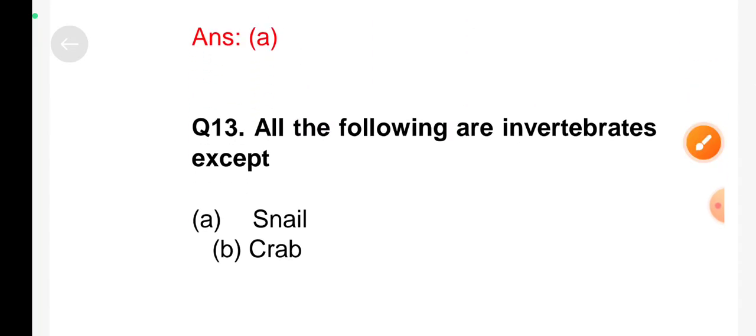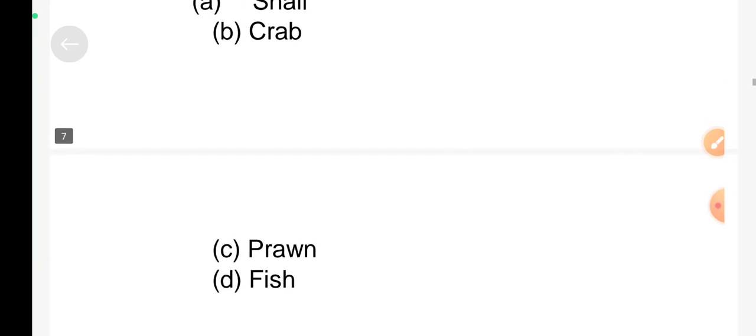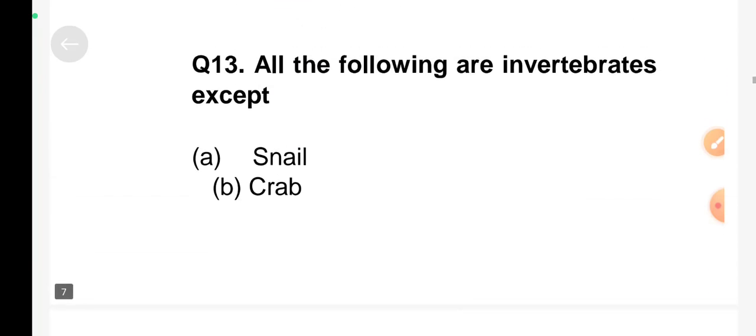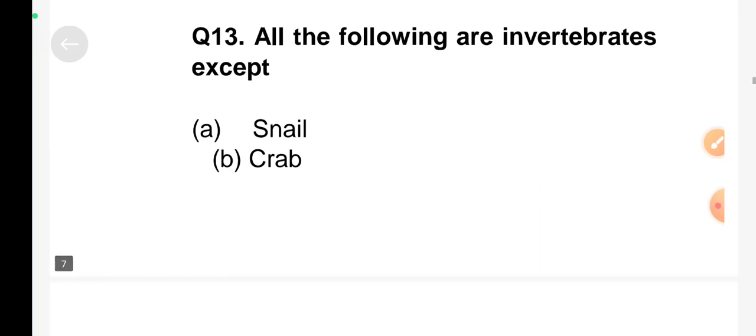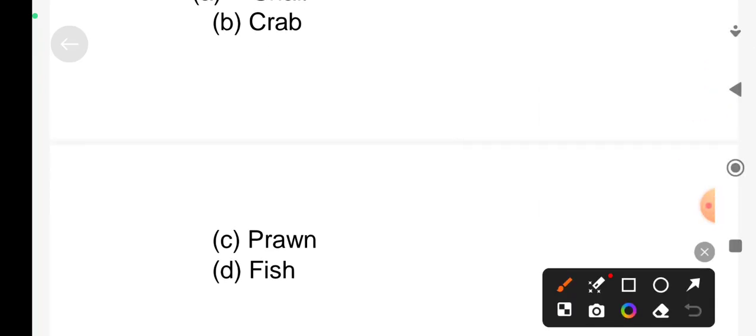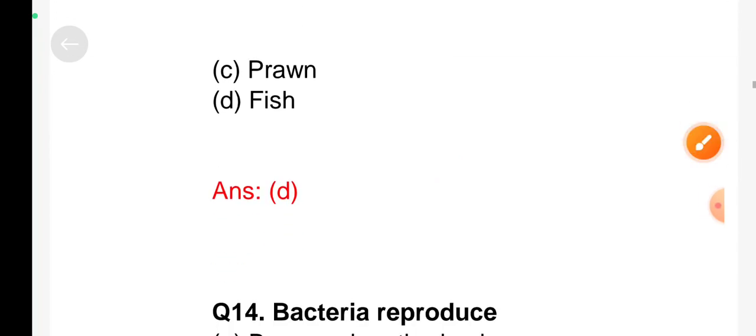All of the following are invertebrates except option A, snail. Option B, crab. Option C, prawn. Option D, fish. Right answer is option D, fish.